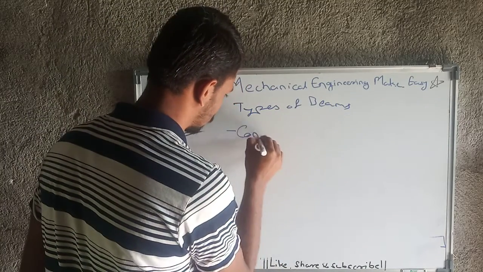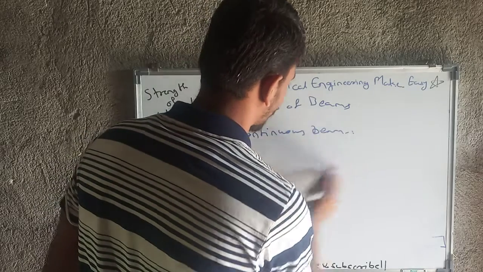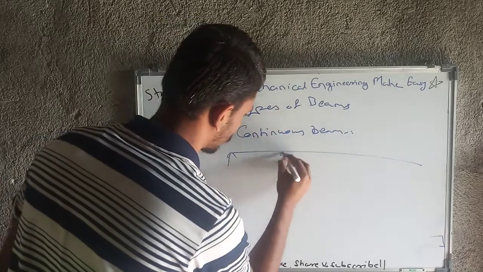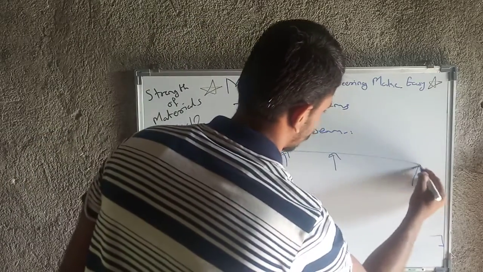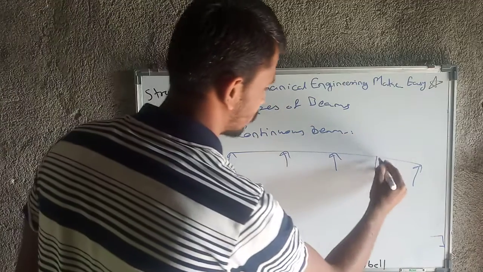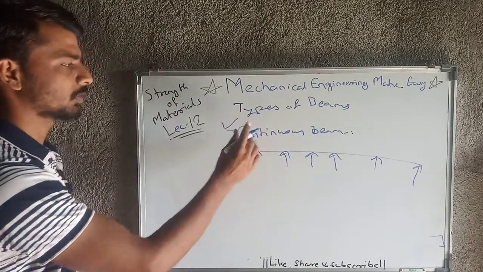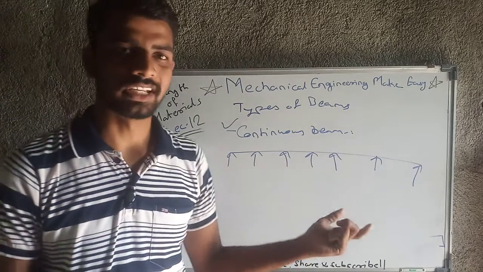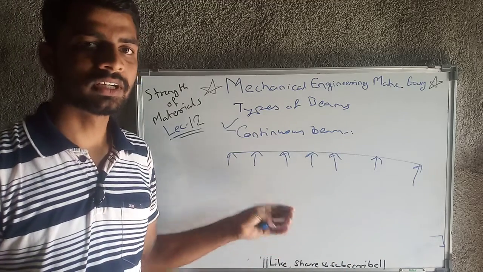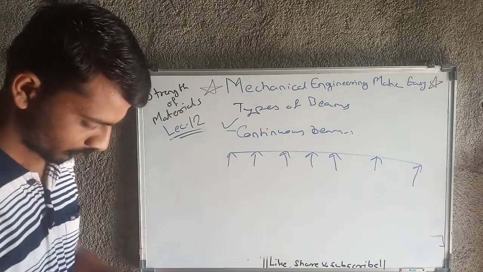Continuous beam. Continuous beam means along the beam there will be a number of supports. Likewise, I have shown here 4 supports, and if needed, we can add more supports. This is the case of a continuous beam. There is no case of only 2 supports or 3 supports; the number of supports will be greater than 2. This is nothing but a continuous beam.